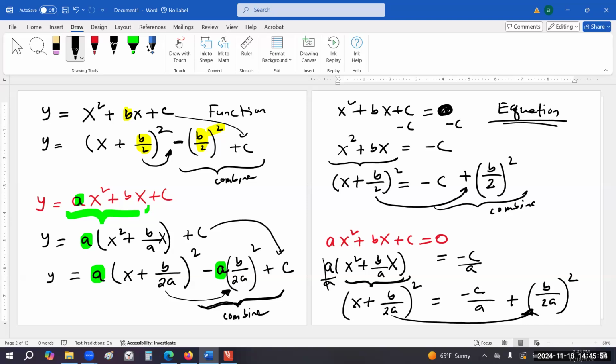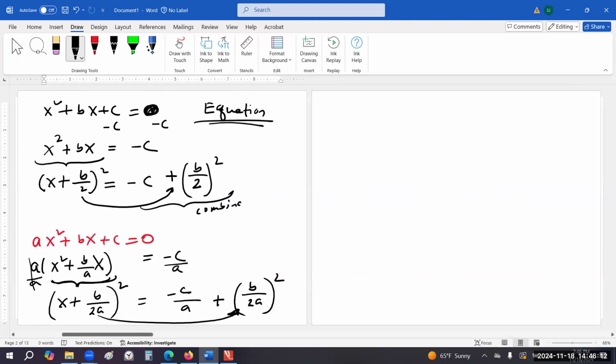So that's the rule to complete the square. Now this is one of the rules, okay? It's not the only rule. It's one of many rules. If you learned any other way, no problem, use your method. It's okay with that.